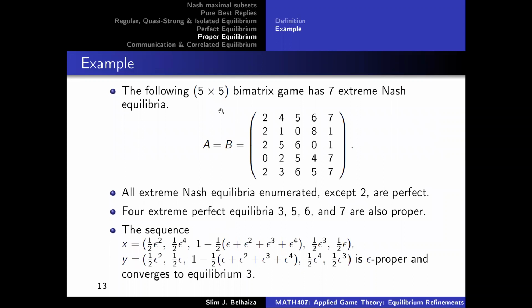Okay, so in class we've taken this example. Here we have a 5 by 5 game, and we can easily get 7 extreme Nash equilibria for this game. And all of them are perfect, except the second extreme Nash equilibrium. And of the extreme perfect equilibria, 3, 5, 6, 7 are also proper. And one of the things we were able to show is that this sequence, which is in fact built from equilibrium 3, which is 0, 0, 1, 0, 0, 0, 0, 1, 0, 0, converges to equilibrium 3 when epsilon goes to 0.